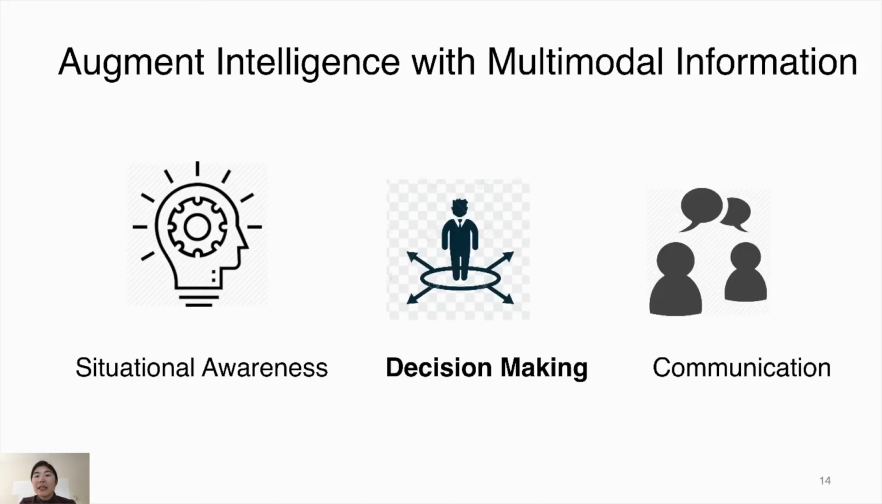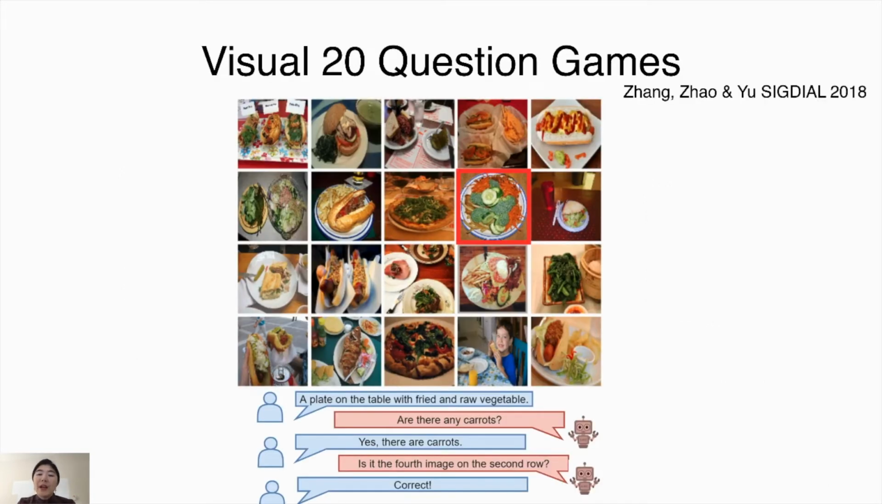The second task we're going to talk about is decision making. We know there is a famous game called the 20-question game. We have a visual analog of the 20-question game, where we want the robot to be the guesser, so it can either ask questions or make a guess on images. Here the questions can be a little bit more raw: either yes or no questions, or asking for an entity or adjectives.